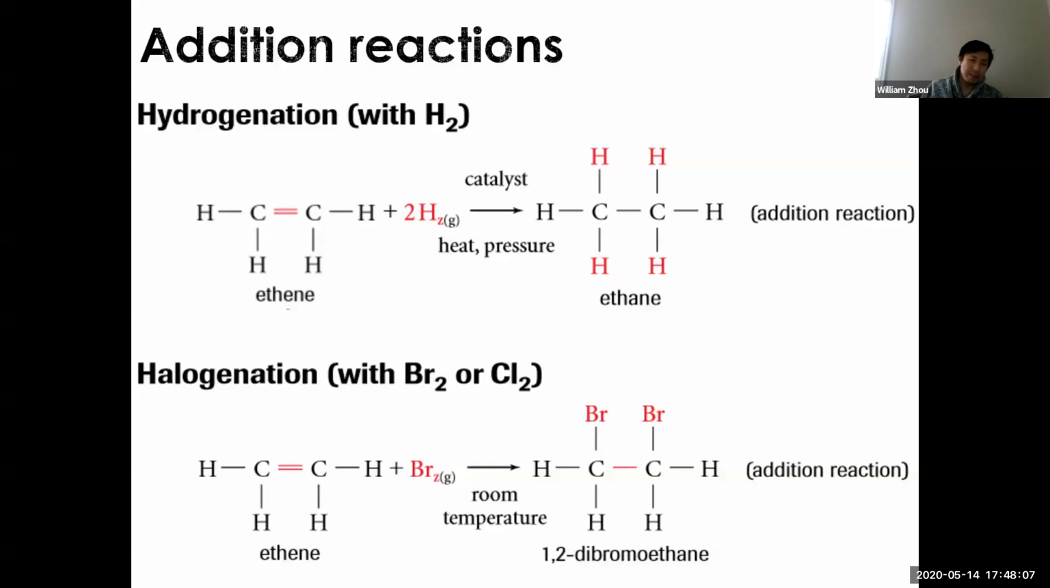Starting with hydrogenation, if you just add hydrogen to an alkene, what happens is after you apply catalyst, heat, and pressure, you will break that double bond, and instead you will saturate your alkene to become an alkane. Right, so that's why you have addition. That's very clean. That's the only product you have, just an alkane.